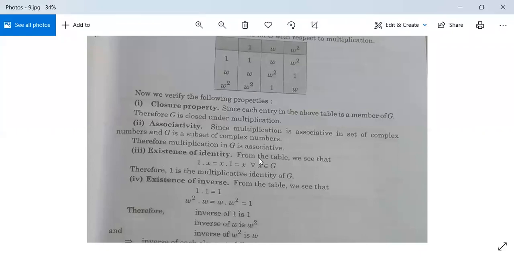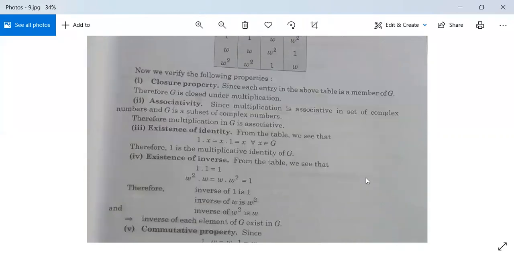Next, existence of identity. From the table, we see that 1 into x is equal to x into 1, which is equal to x for all x in G. Therefore, 1 is the multiplicative identity of G. Look, omega into 1 is omega, omega square into 1 is omega square, 1 into 1 is 1. So this property holds.